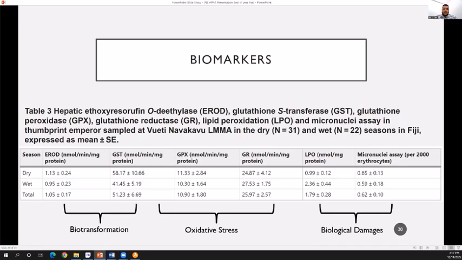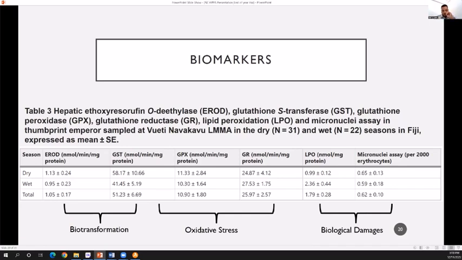And now we found that both phases of biotransformation were higher in the dry season compared to the wet season, though with no statistically significant difference. And on average, both components of biotransformation were relatively low compared with studies in other countries. And for oxidative stress responses, I measured the activities of the GST, GPX, and GR enzymes, including the concentration of lipid peroxidation. And these levels were also relatively low when compared to studies from other countries.